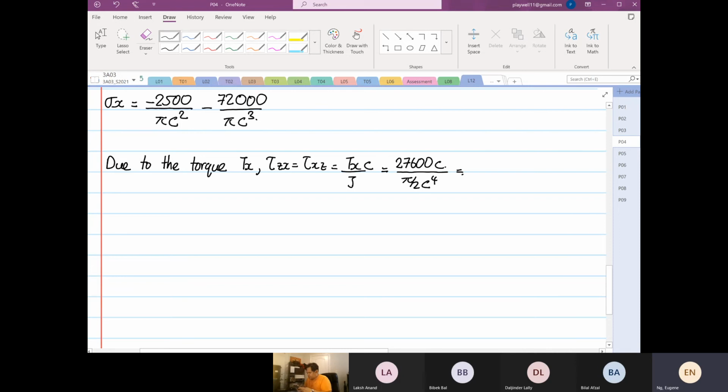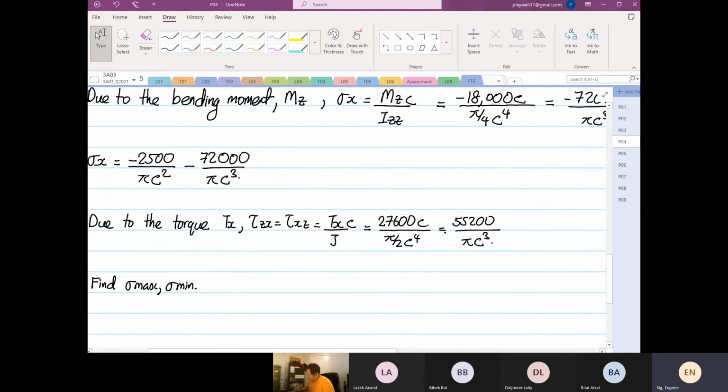So this will be 27600 times 2, which is 55200 over pi C cube. Okay, so now we have everything. Now we want to find our stress max and stress mean.